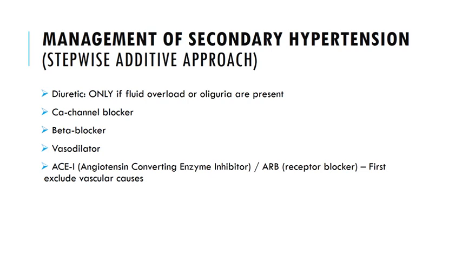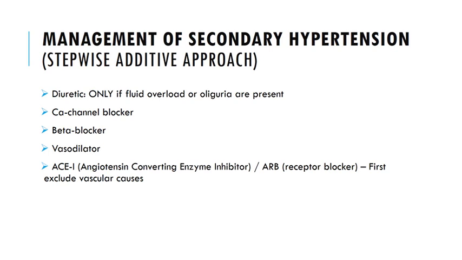So now we're going to look at the specific management of secondary hypertension. So these exclude your essential causes. So remember, it's a stepwise additive approach. In these patients, if there is fluid overload or oliguria, then you will consider a diuretic. If there isn't that, don't consider it at all. We like to then start with a calcium channel blocker, something like amlodipine.